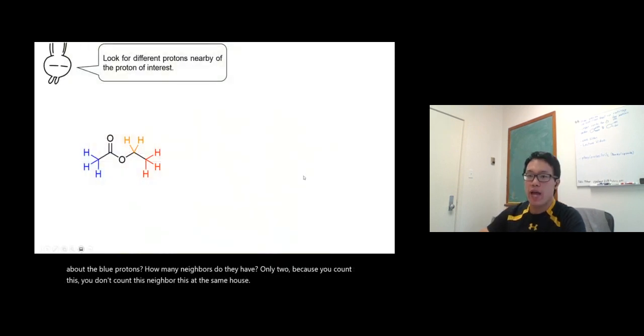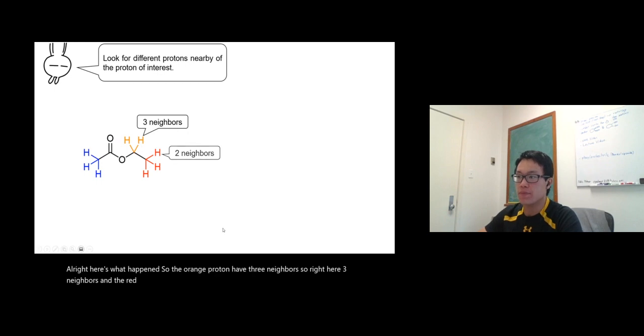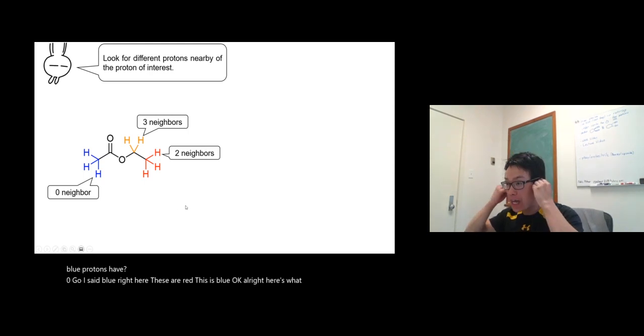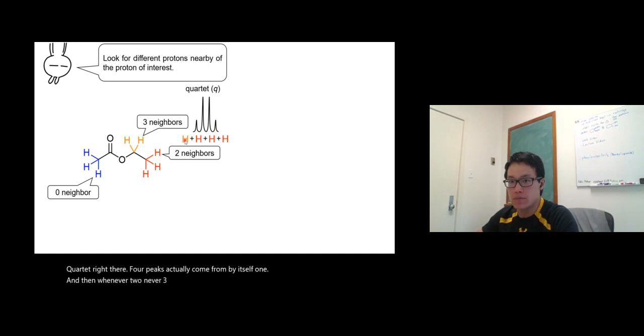Here's what happened. The orange protons have three neighbors, and the red protons have two neighbors. How many neighbors do the blue protons have? Zero. Good. This is red, this is blue. The signal of the orange proton, with three neighbors, shows up as four peaks. We call that a quartet. The four peaks come from itself, one, and then one neighbor, two neighbors, three neighbors. That's why you see four peaks.